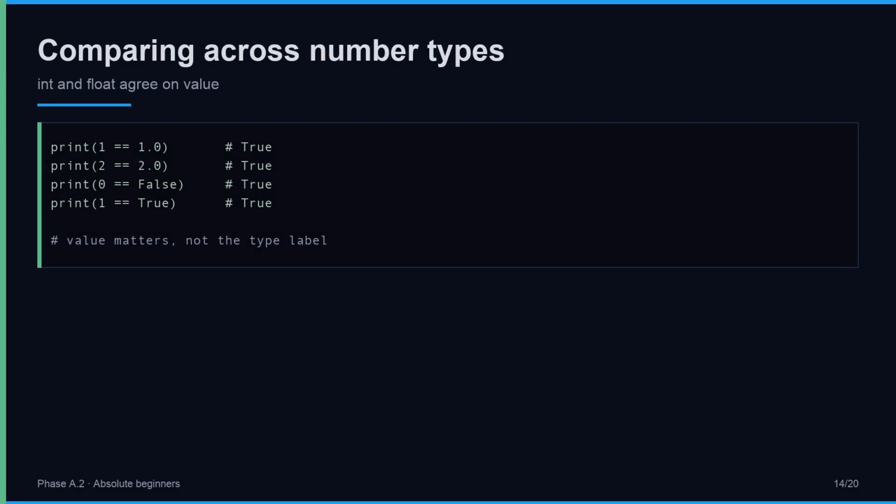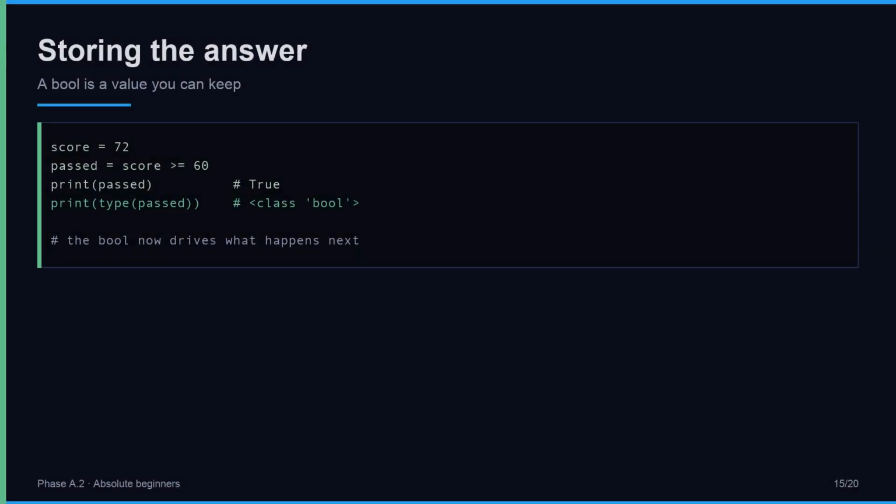When you compare an integer and a float that hold the same value, Python says they are equal. 1 == 1.0 is true, because the values agree even though the type labels differ. Even more surprising, 0 == False and 1 == True, because in Python bool is a kind of integer under the hood. Do not lean on that last fact too hard, but know it exists. The key lesson is that equality compares values, not the type labels attached to them. Value over label.